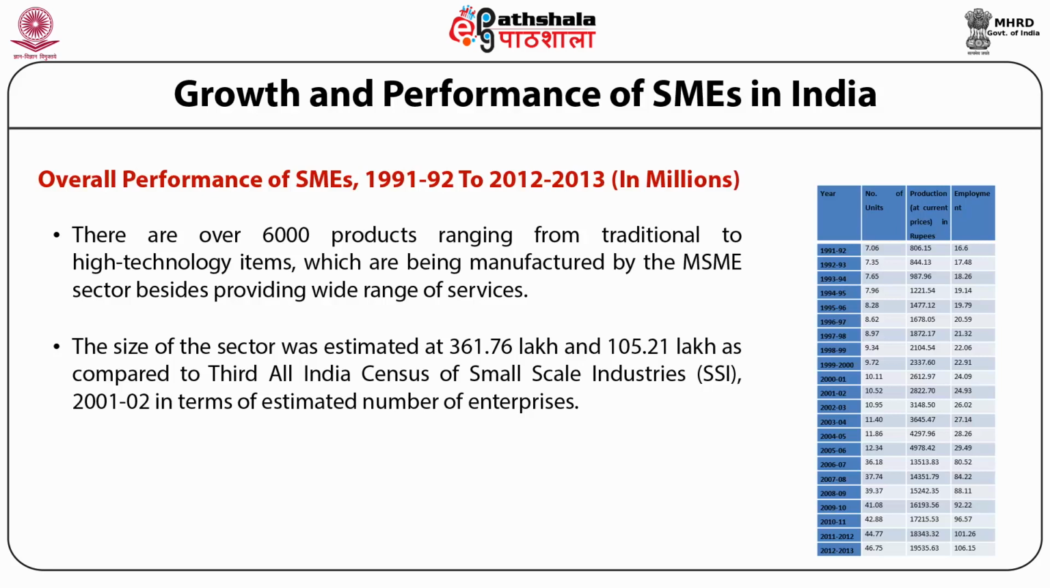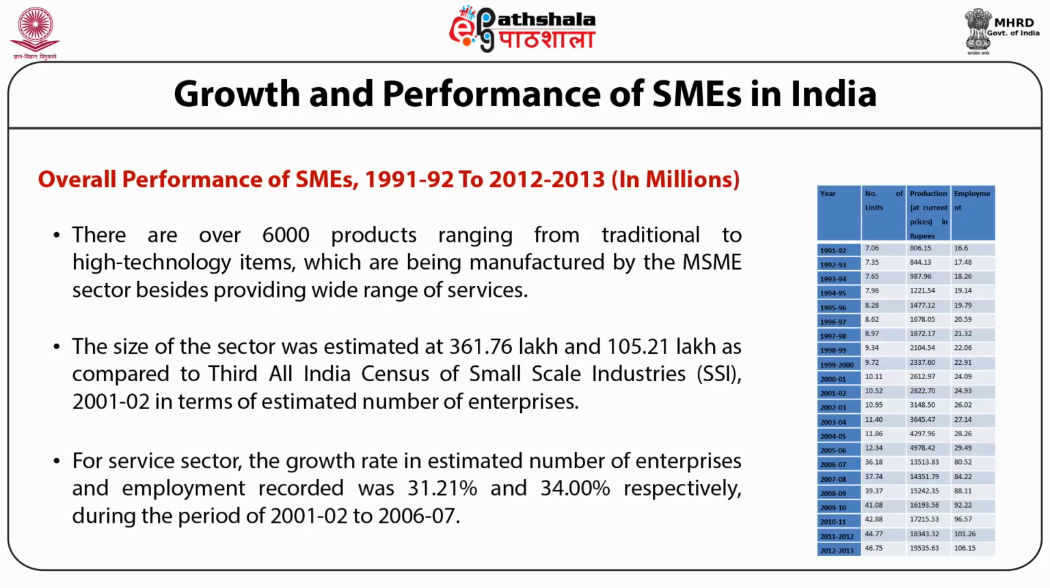So the growth recorded during the year 2001 to 2006-07 in the manufacturing sector was 22.46% and 18.49% for the estimated number of enterprises and employment respectively. For the service sector, the growth rate in estimated number of enterprises and employment recorded was 31.21% and 34% respectively during the period 2001 to 2006-07.